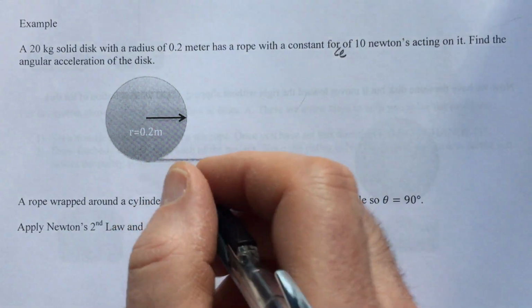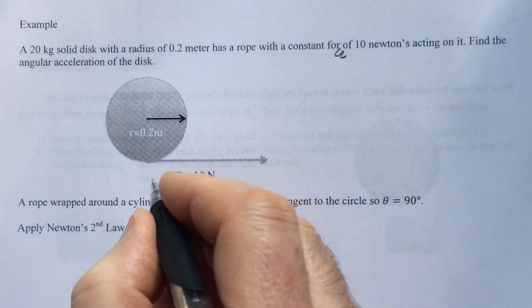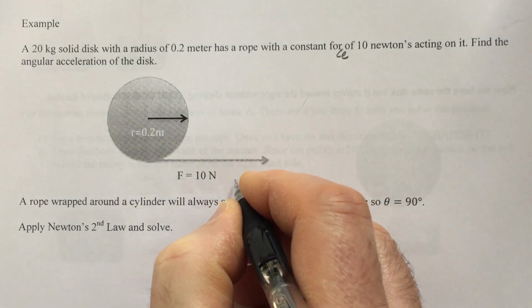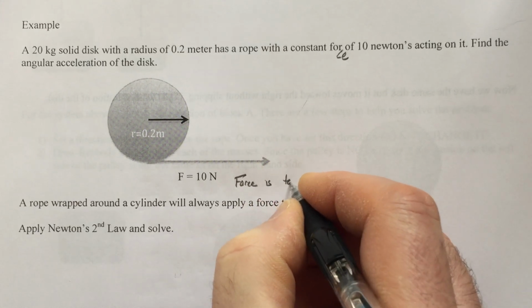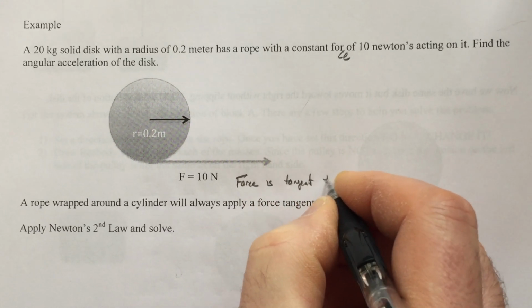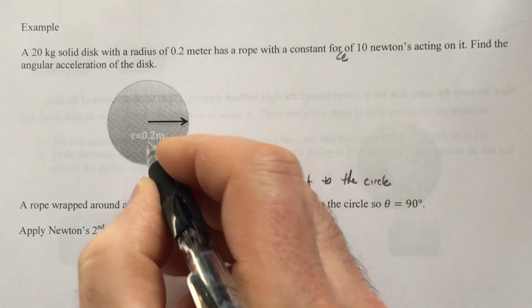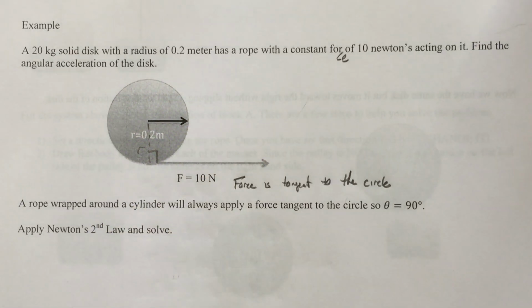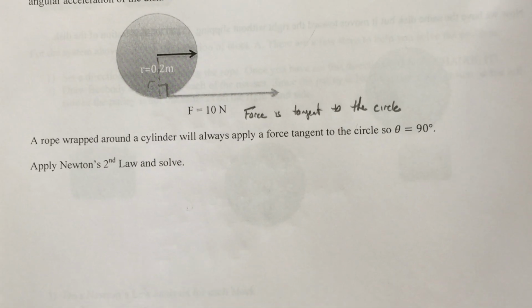Anytime you've got a force or a rope coming off of a disc, that means that you're going to wind up having this thing come off tangent to the circle. The force is tangent to the circle. Makes life a lot easier. If I draw a radius there, it's going to be perpendicular. All right, and it's already written there.